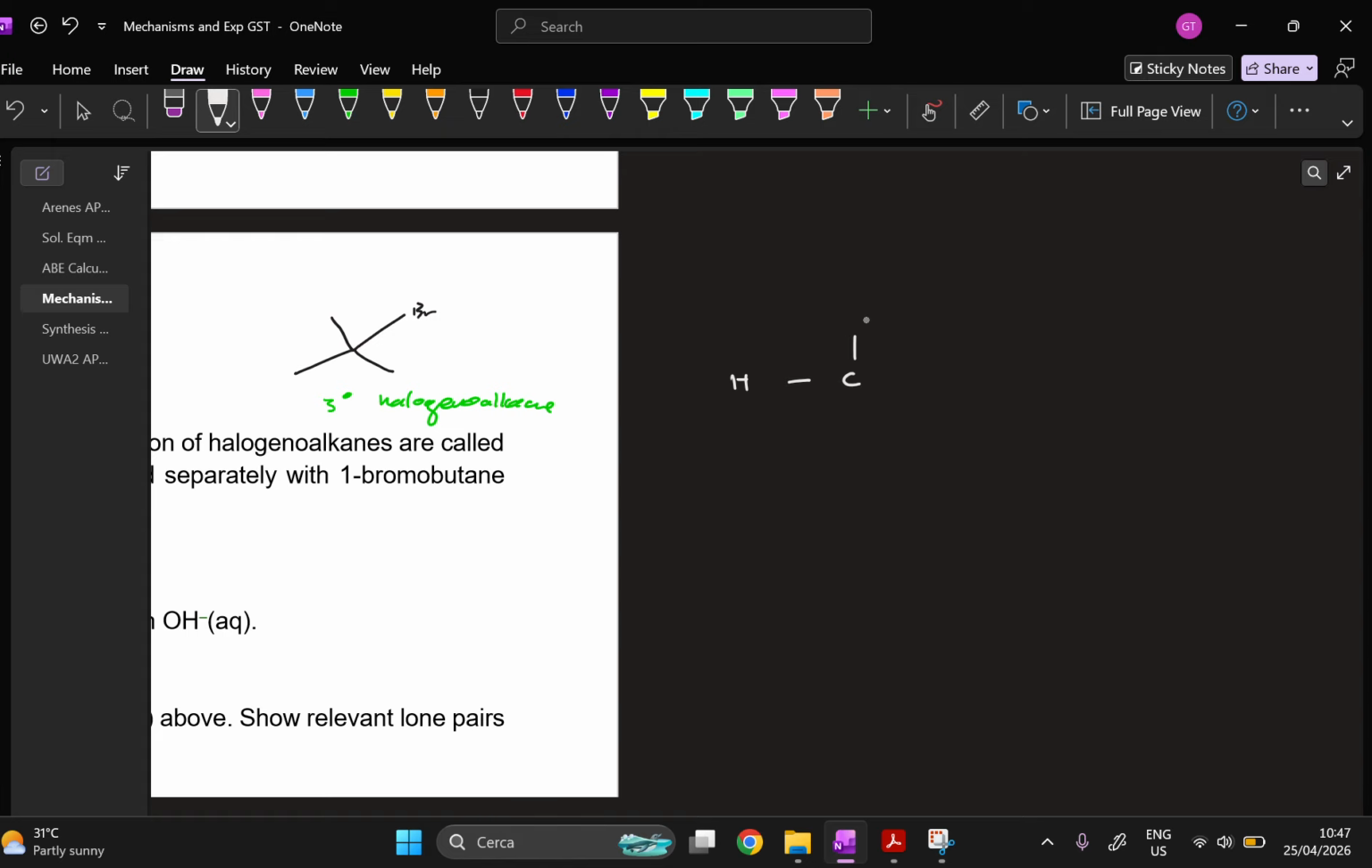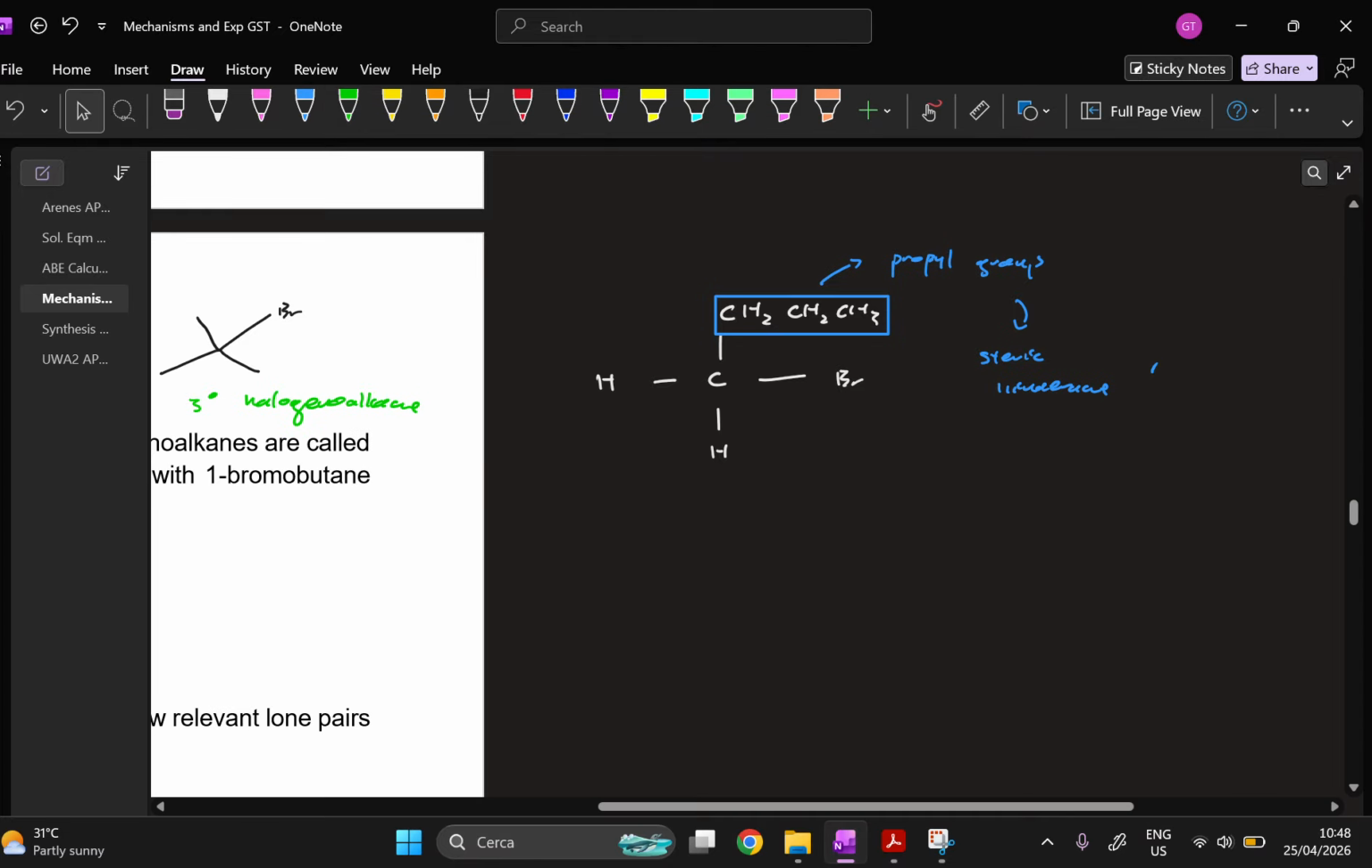We don't need to expand every bond, of course. We can just write this as CH2, CH2, CH3, and then this is Br. So obviously, this is a primary RX. And what do you notice? How many alkyl groups do I have? This is just one alkyl group. And I said in the video on acidity that you cannot just say alkyl group. You must say what kind of alkyl group. So this is one propyl group, 3 carbons, propyl. And this alkyl group contributes to steric hindrance. But this is only one alkyl group.